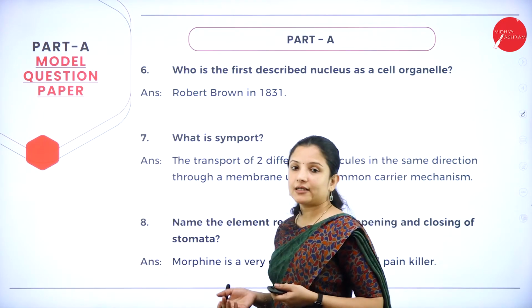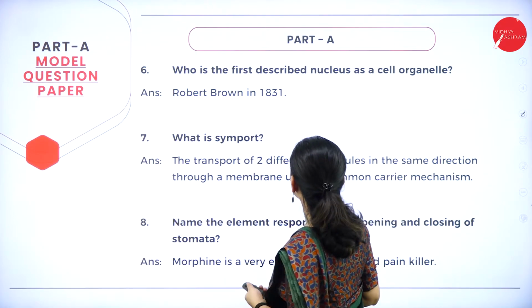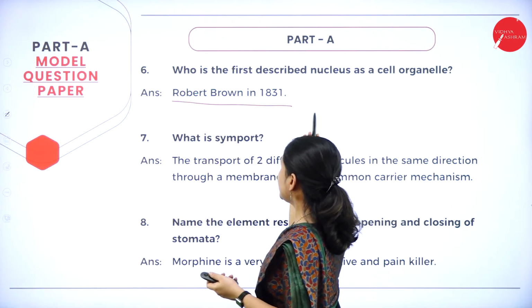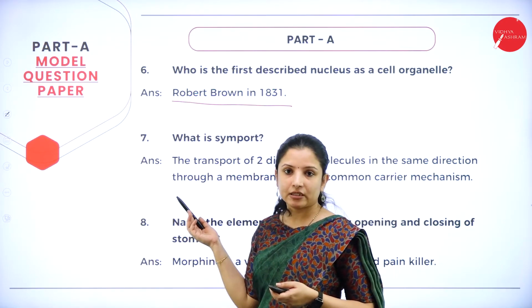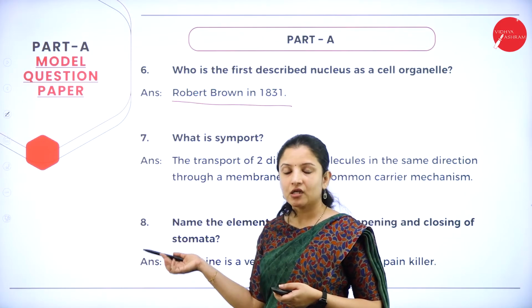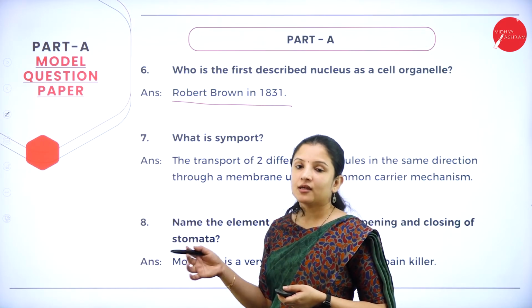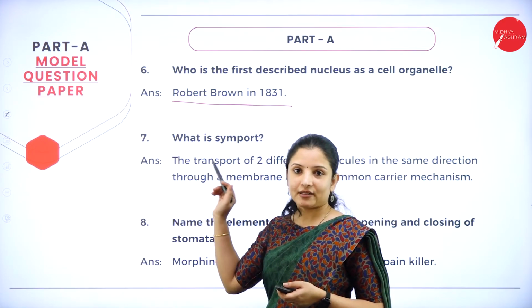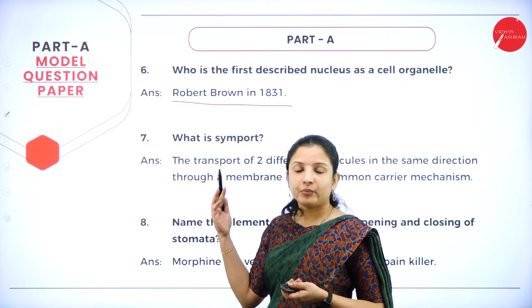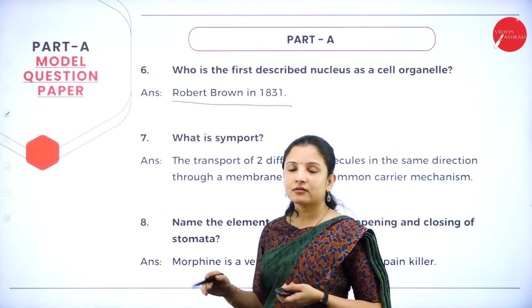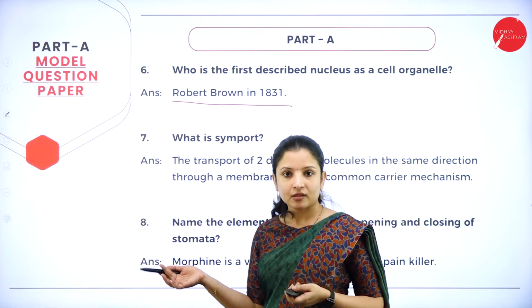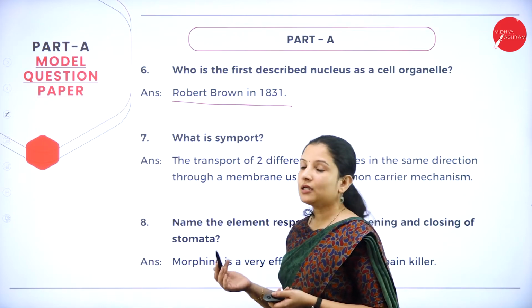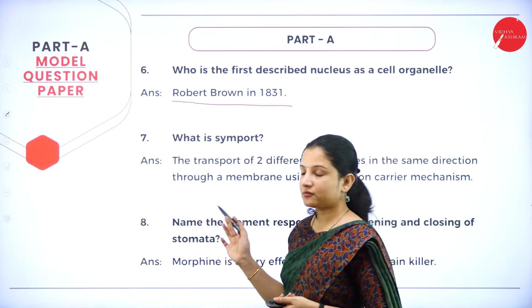So here they have also asked, who is the first person to have described the nucleus as a cell organelle? The name is Robert Brown, in 1831. There is no need to write the year. If you forget the year, just leave it. Write the scientist's name properly. Talking about scientist names, write the correct spelling, because if you change the spelling, that may be some other person, right? That is a time when you can lose marks. So please write the correct spellings when you write it.